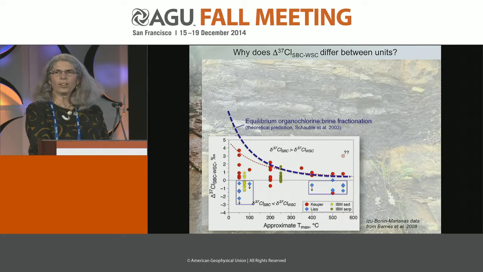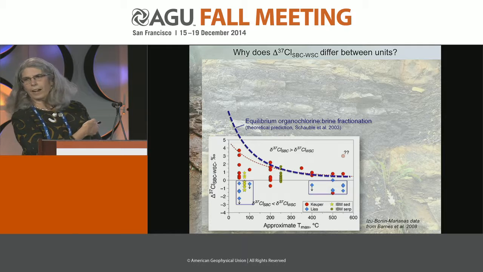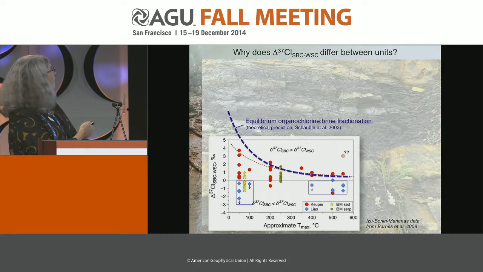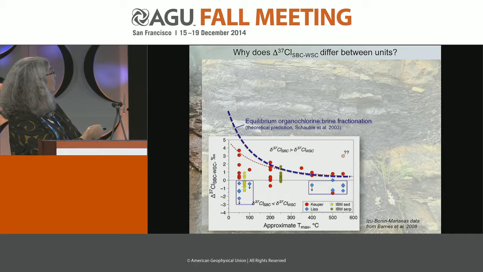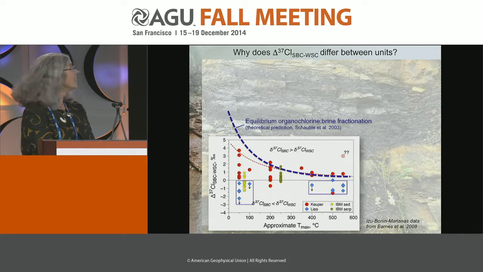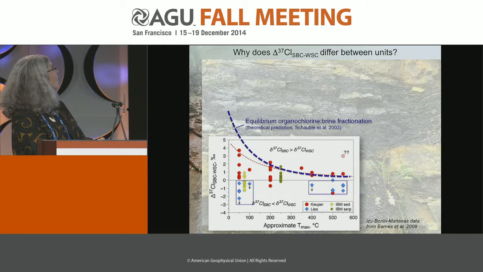Okay, well, are we looking at some kind of equilibrium fractionation between organochlorine compounds and brine? Well, here's the equilibrium prediction, the theory, about what that fractionation should look like. And pretty clearly these blue boxes don't fall along that equilibrium curve. So what's going on?